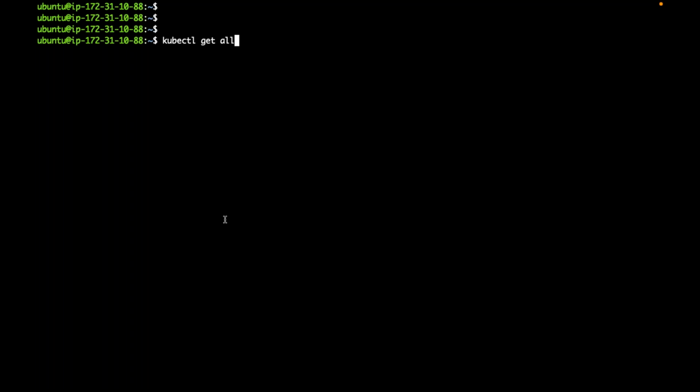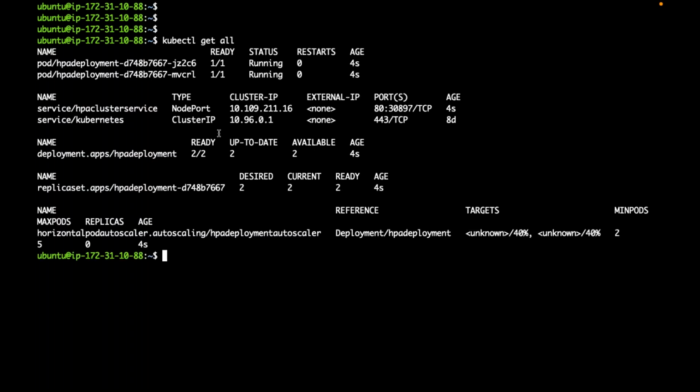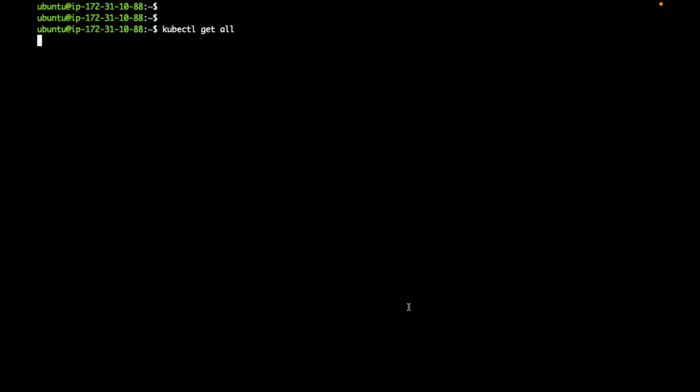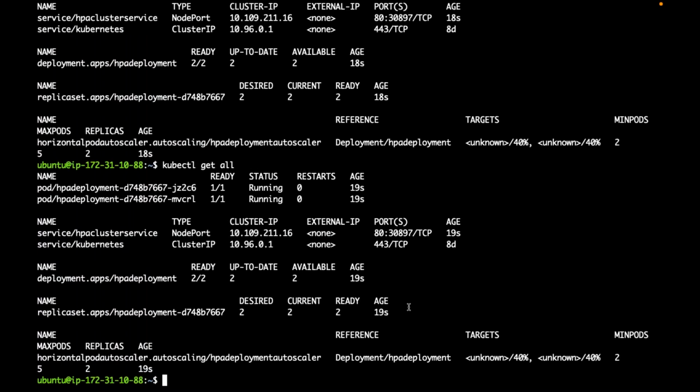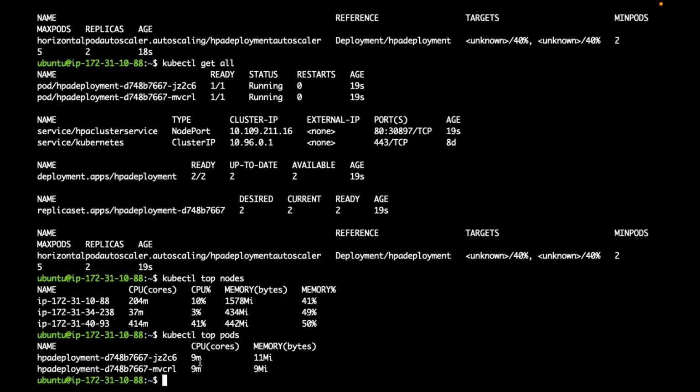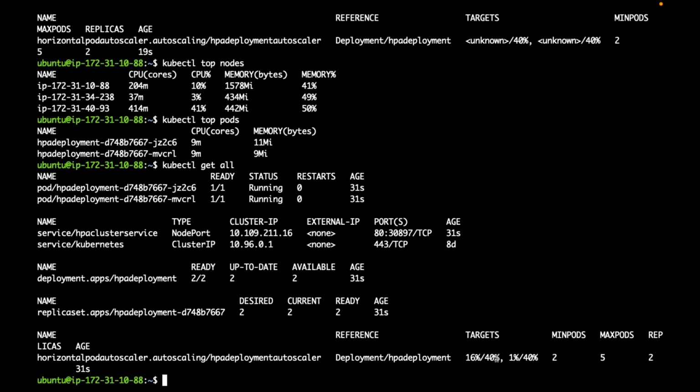Now I have these pods, right? Now I am targeting the correct deployment, but the HPA will take some time. What is the current utilization? Let's wait for some time. kubectl top nodes, kubectl top pods. So as of now, it is 9. Now, is it showing?